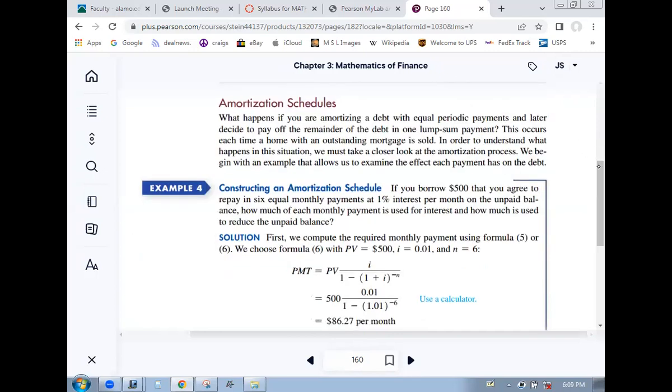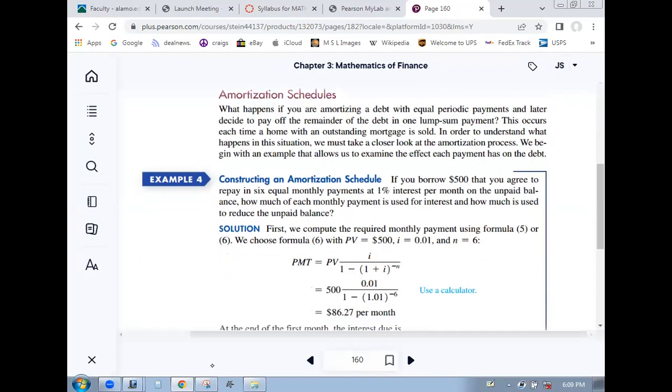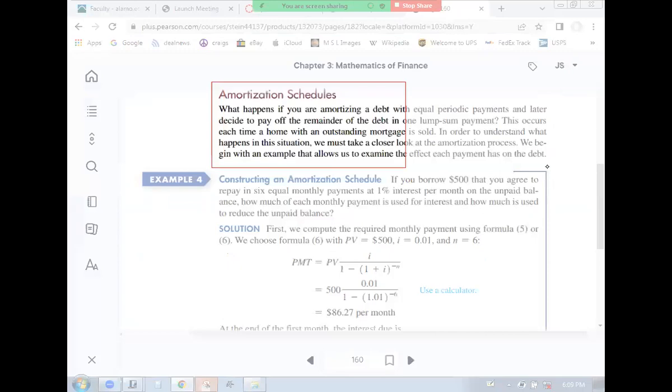All right, let's look at the amortization schedule. Typically, it's just their people picker that's screwy.